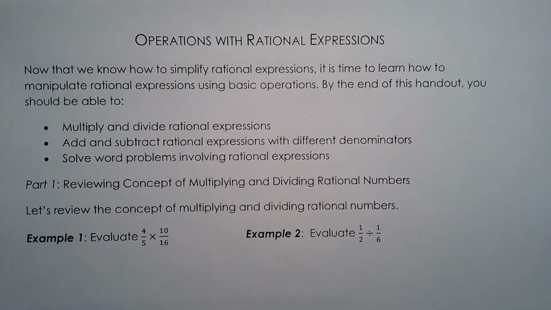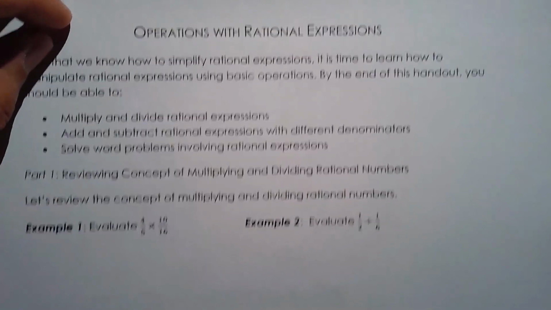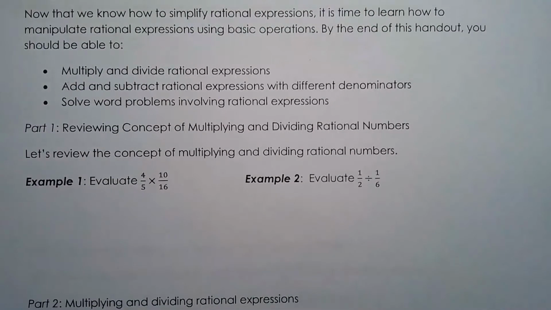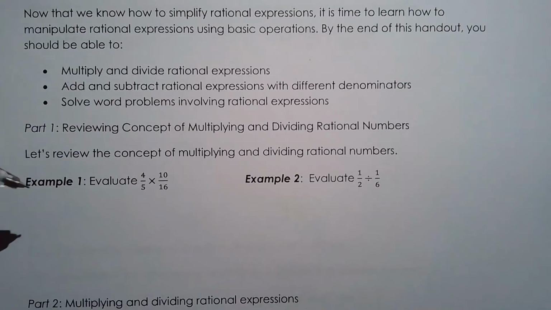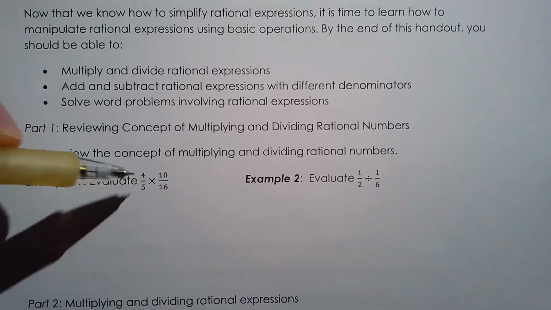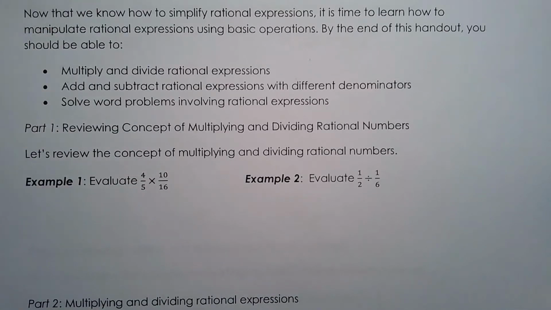So hopefully by now you are pretty good at simplifying rational expressions, and I think we're ready to manipulate our rational expressions by adding and subtracting them or multiplying and dividing them. So let's start with multiplying and dividing. But just like last time, before we begin, I'm going to work with some rational numbers and then work with some rational expressions. Okay, so we have 4 over 5 times 10 over 16.